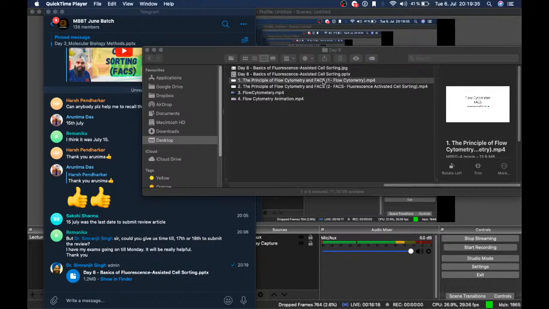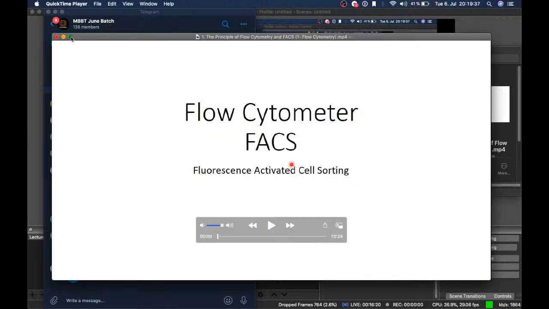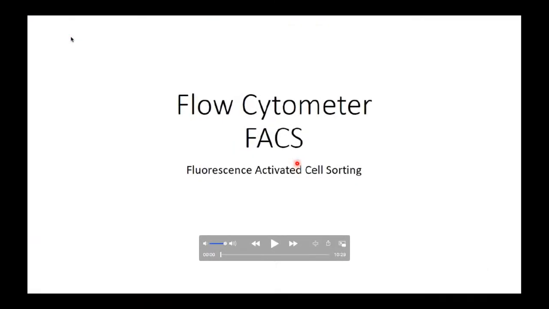So let's see one like 3D insight cytometry FACS analysis. So let's have a look over this.